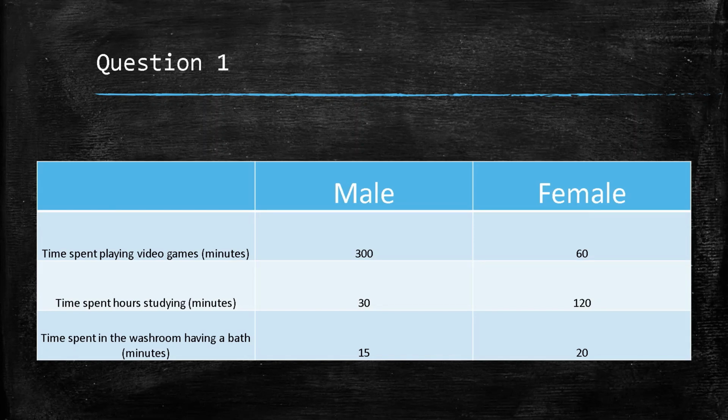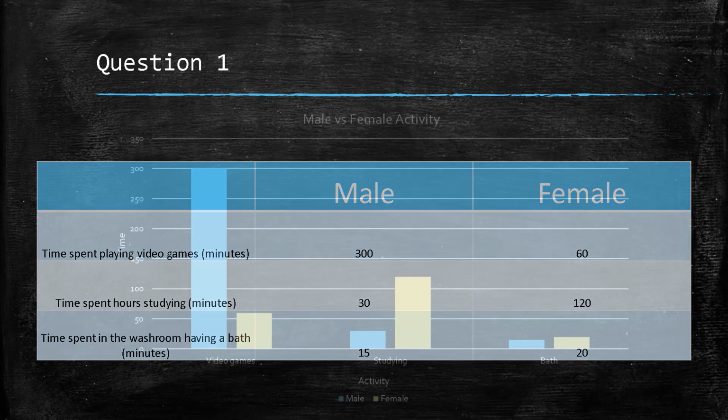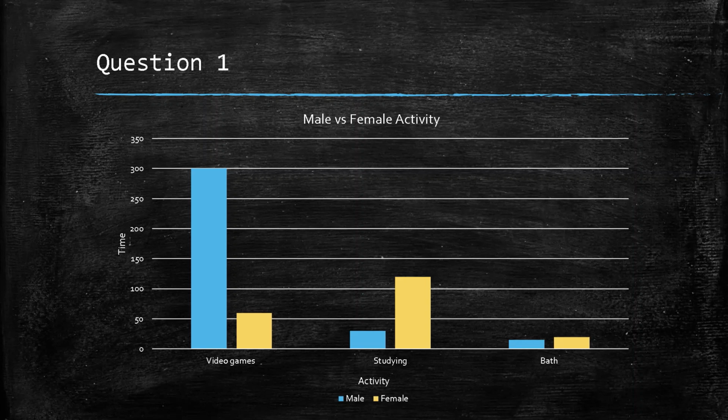Here is the table. If your table is similar to this, then you are correct. If you are unsure, you can send me an email with a picture of your answers. Here is the graph. If your graph is similar to this, then you are correct. If you are unsure, you can send me an email with a picture of your answers.